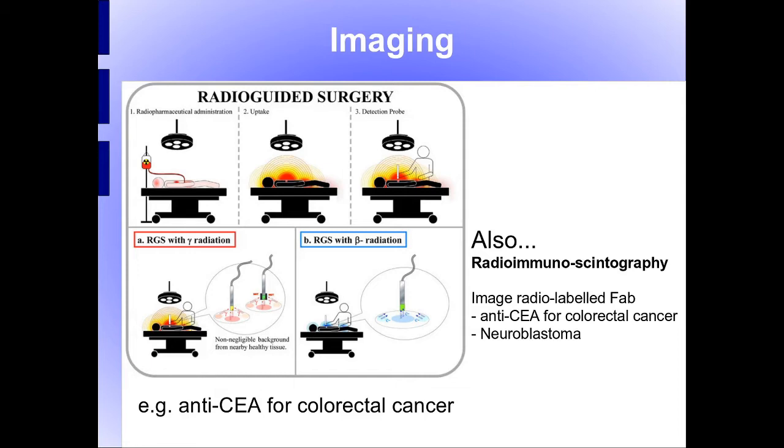For example, in colorectal cancer, you might use an antibody against CEA, that's carcinoembryonic antigen, which is a marker for colorectal cancer. So once you've done that, you can use essentially a Geiger counter to detect where you see a focus of radiation, and you can then excise that small metastatic cancer. In practice, these sorts of techniques are used less now because scanning methods have improved so much. Things like MRI scans and CT scans have got a lot better.